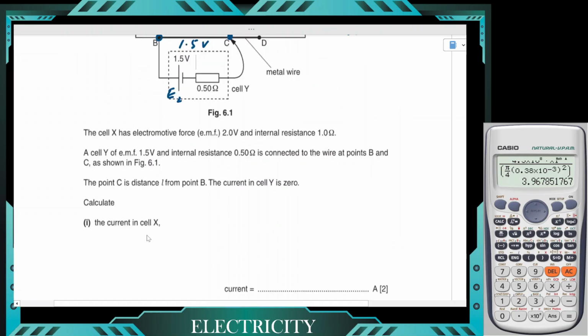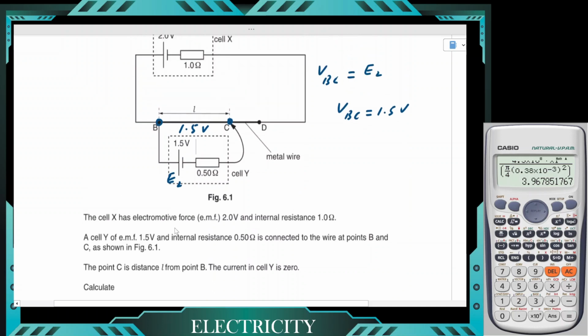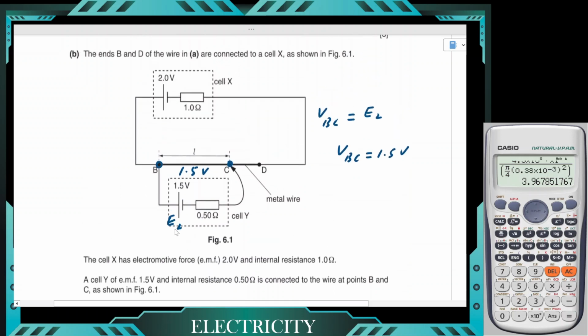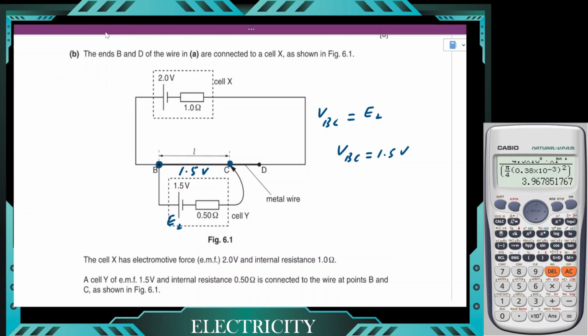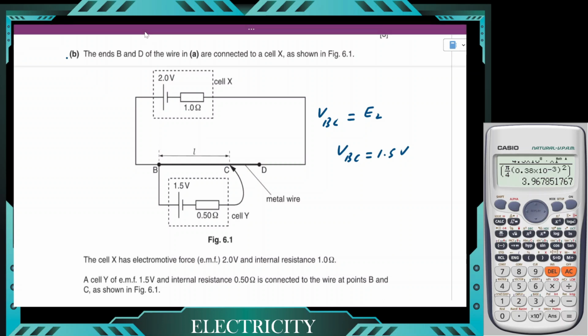We need to calculate the current in the cell X. So for this one, if you know the resistance of any component in this series circuit and you know the voltage difference across that component, you can easily find the current. So in this circuit, if you know the value of the potential difference across any component, and you know the resistance of that component also, you can find the current through the whole circuit, because it's a series circuit, current remains the same everywhere.